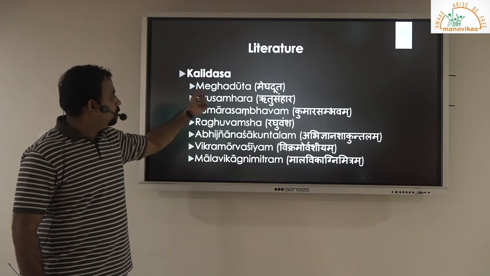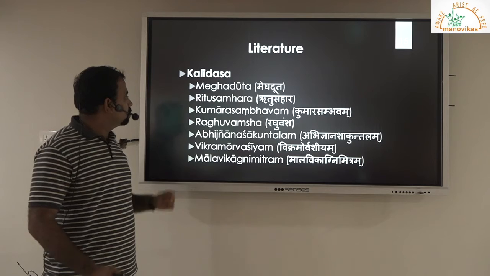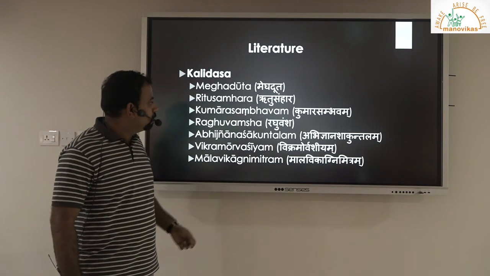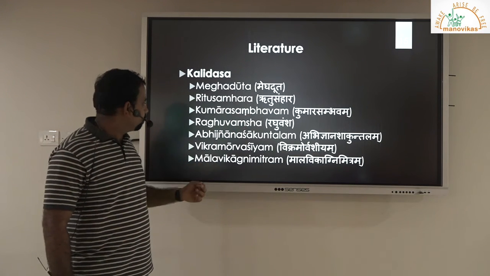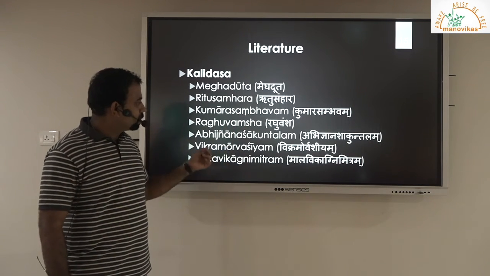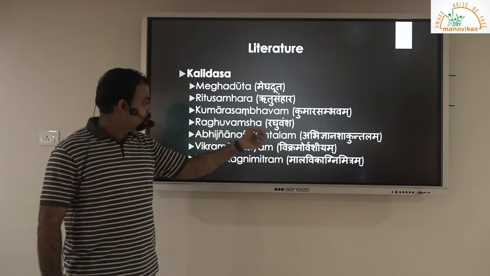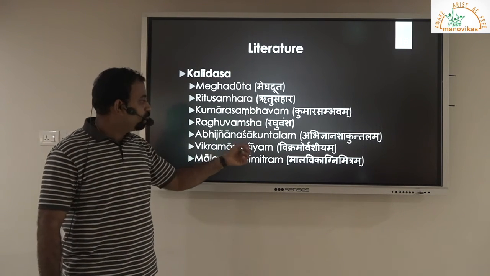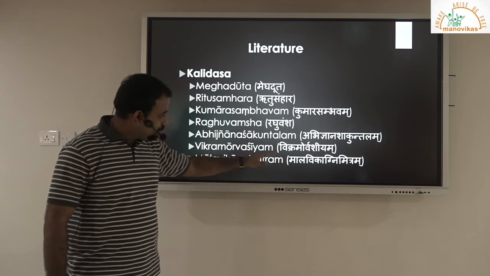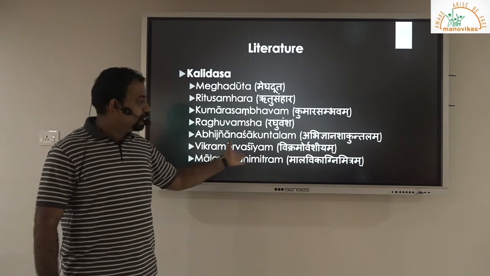The first book we have is Meghaduta. Second is Ritusamhara. Third is Kumarasambhavam. Fourth is Raghuvamsha. Next is a romantic play, Abhijnanashakuntalam. Then we have Vikramorvashiyam. And lastly, another romantic play, Malavikagnimitra.